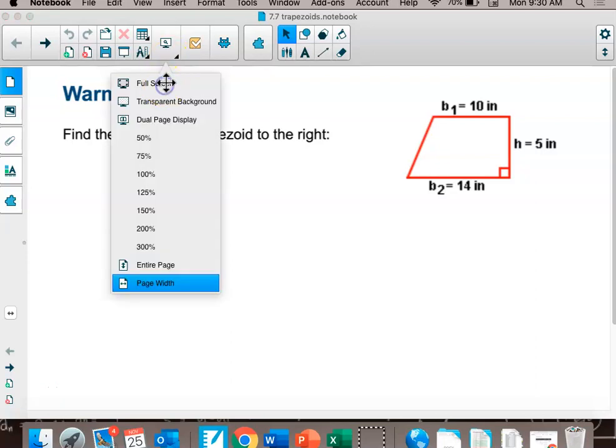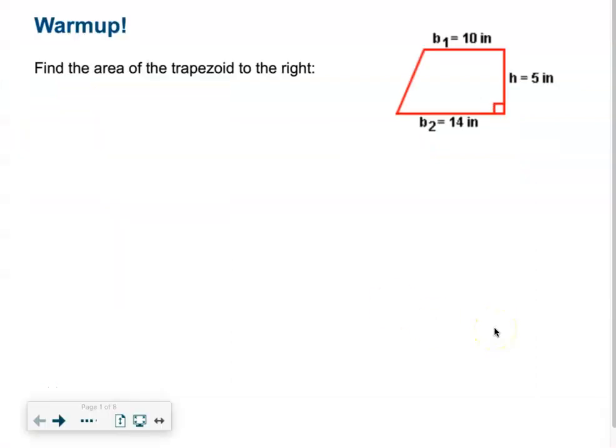Switching to full screen. All right. Whoa, I'm stuck. There we go.